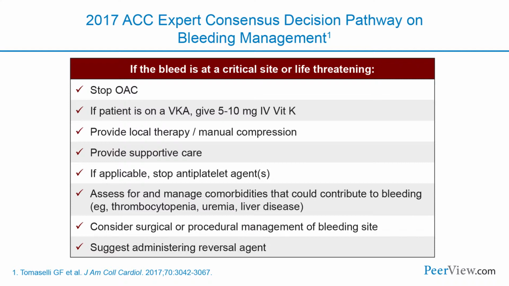And then look for comorbidities that could contribute to bleeding. For example, if the patient's thrombocytopenic, you might need to give platelets. If the patient's uremic, if the patient has liver disease, there could be other factor deficiencies that go beyond what the oral anticoagulant is causing. There may be a surgical or procedural approach to the bleeding site. And then in this mix, if you have it available, is a reversal or a repletion agent.